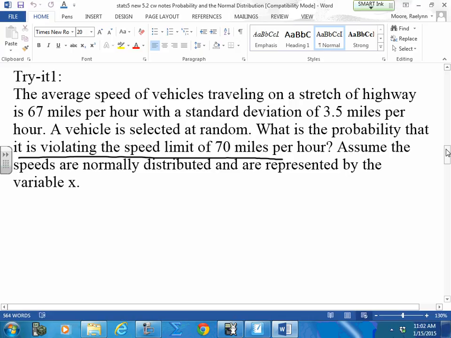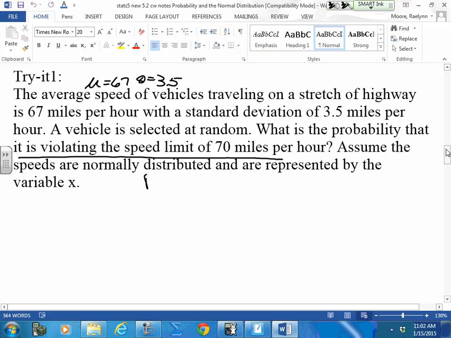Alright, let's set this up. I know there's a couple of problems here. I've got an average speed, and I have a standard deviation. If you're going to go 70 miles an hour or more, you can get a ticket. You're going to violate the speed limit. That's what they mean by violating.